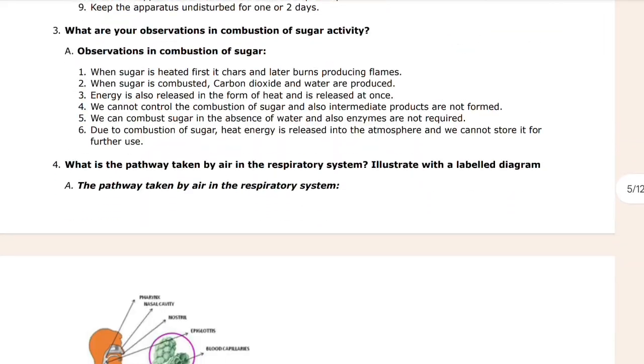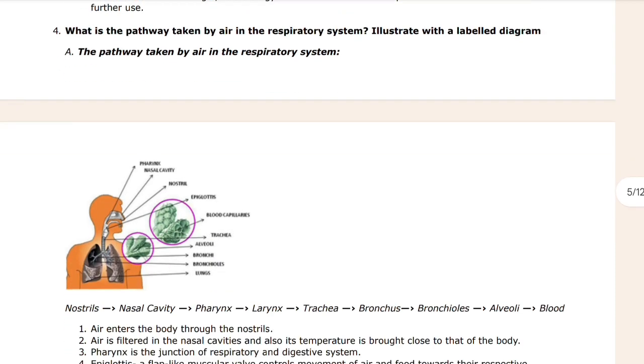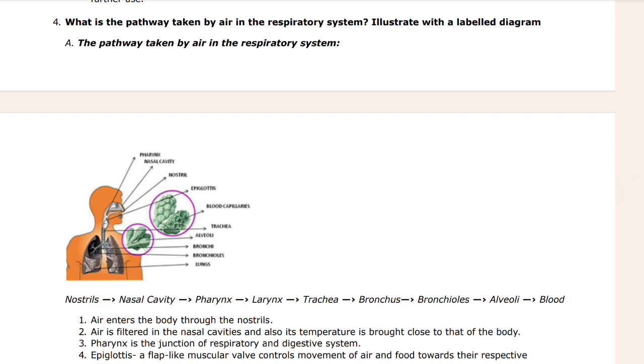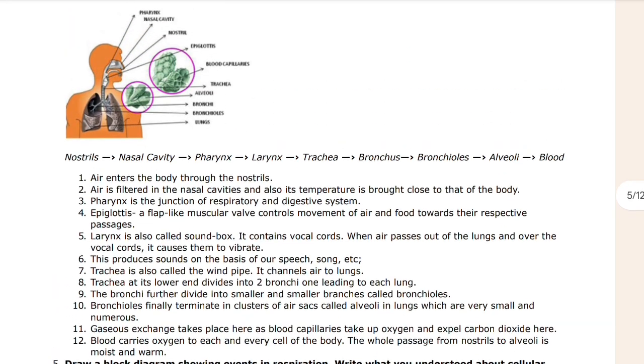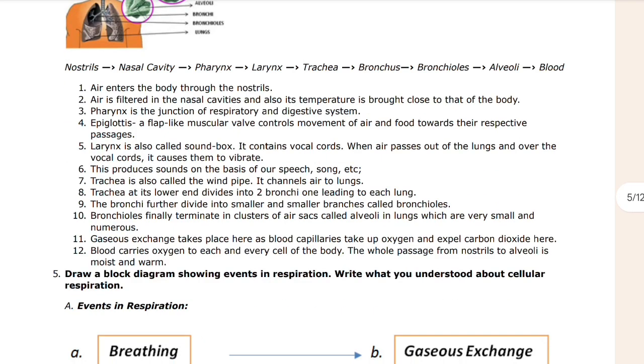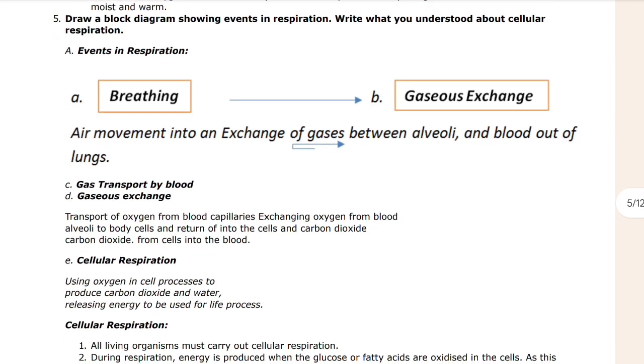Then you can see here, what are the observations in the combustion of sugar activities. Observation in combustion of sugar. Okay. Then the fourth one, you can see here, what is the pathway taken by the air in respiration. Alright. Here you can see this is a diagram. Actually, this diagram is also given in your textbook. So it is something related, but according to this one, you can see: draw a block diagram showing events in respiration.